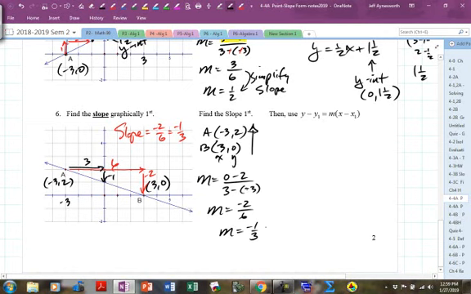Now let's pick a point. I'm going to pick B. B is 3 comma 0. There's my x1 comma y1. So we have y minus 0 is equal to our slope of negative 1/3 times x minus 3, because x1 is 3. y minus 0 is just y. I always pick the point with a 0 involved if there is one, because it's easy to deal with.